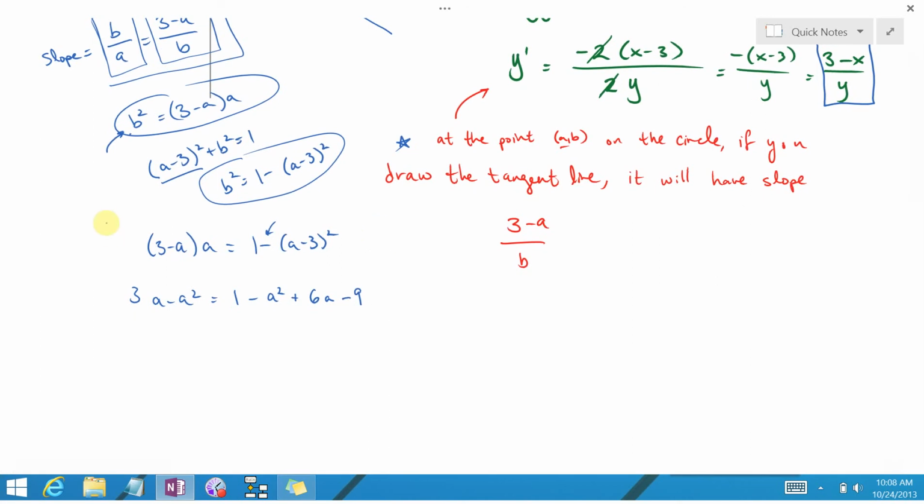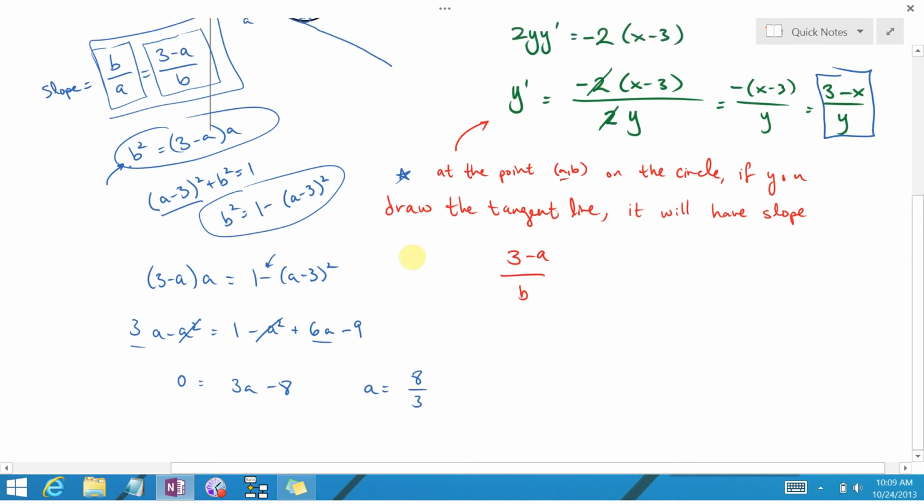Or moving everything over to the right-hand side, what will happen is the a squareds will cancel when we add a squared to both sides. This 3a we get subtracted from the right-hand side. You're going to have 6a minus 3a comes out to 3a. And then we have 1 minus 9 is negative 8. Right, so now we can solve for a, and a should come out to, adding 8 and dividing by 3, a should equal 8 thirds.